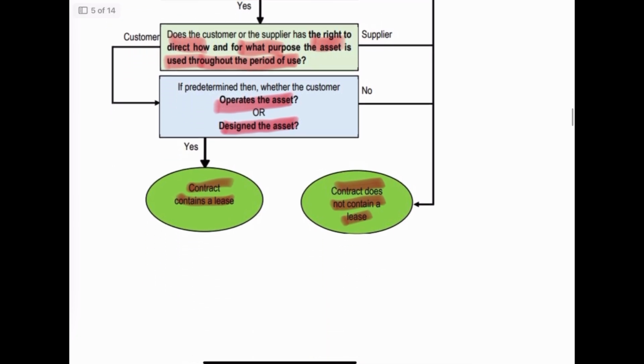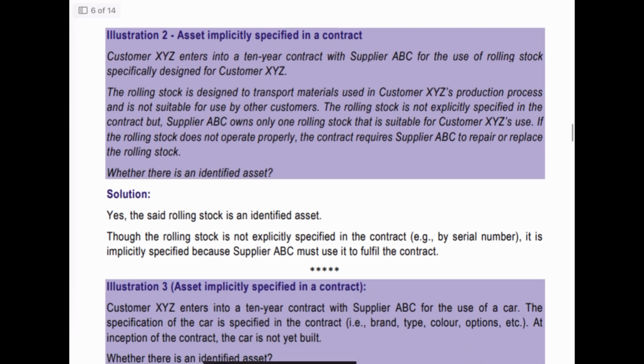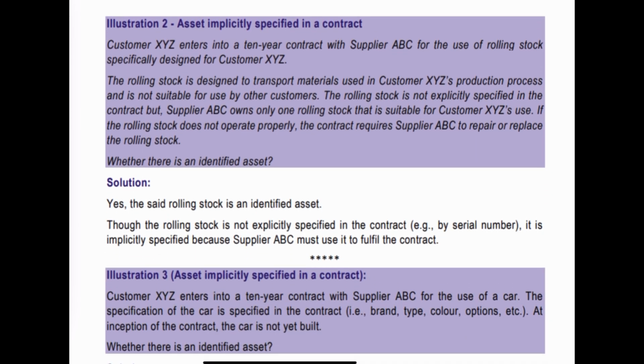Okay, then let's go through a few more examples under this chapter. So here, asset implicitly specified in a contract. You have a contract, but whether it contains any clauses that can identify an asset. So that example we'll go through.